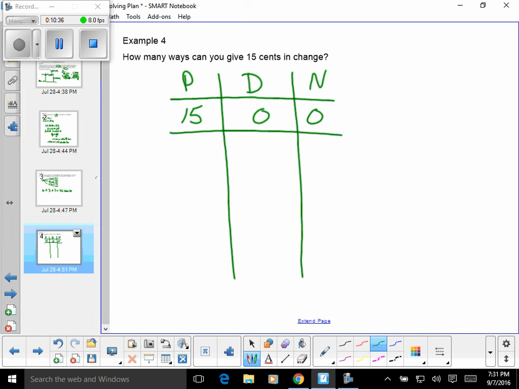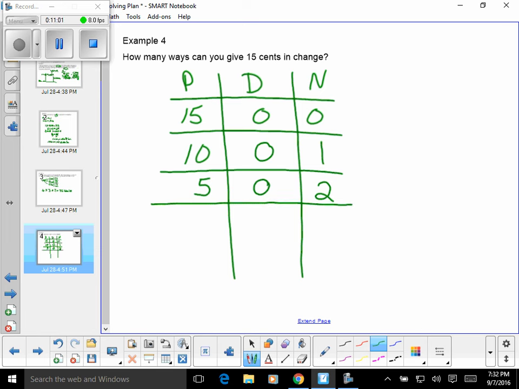Now, I'm going to actually go with the nickels rather than the dimes. I know that 5 pennies equals a nickel. So I'm going to have 10 pennies and 1 nickel. That means 0 dimes. If I take another 5 pennies, I will have 5 pennies. That gives me another nickel. I still have 0 dimes. Well, if I take those last 5 pennies, I'll have 0 pennies, 0 dimes, and I will have 3 nickels.